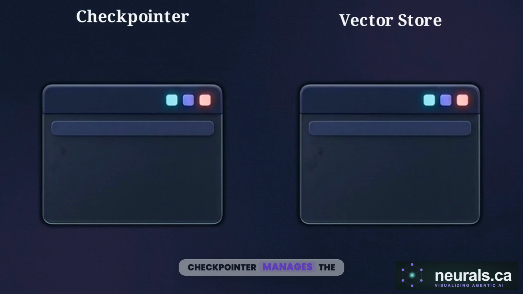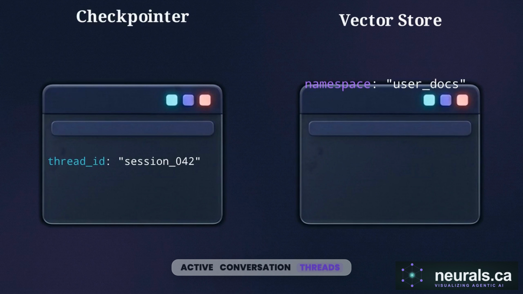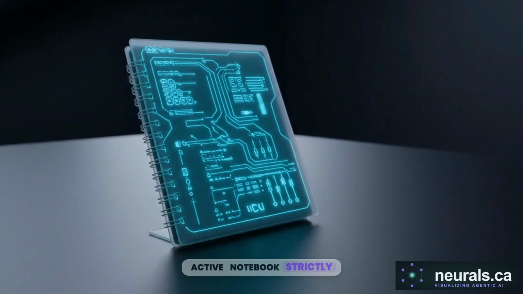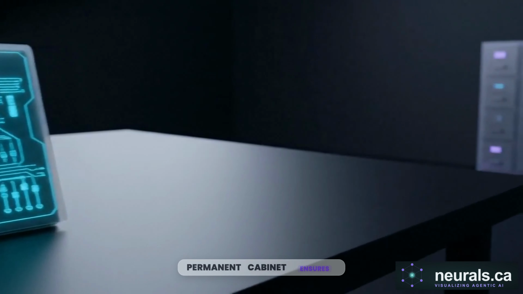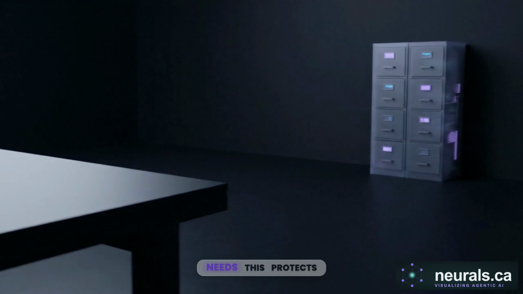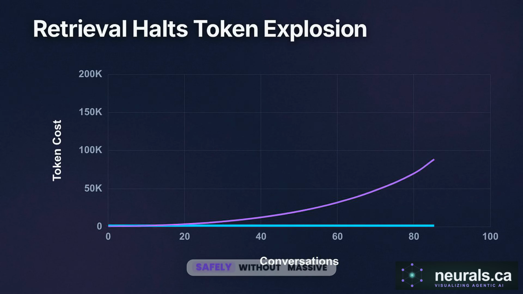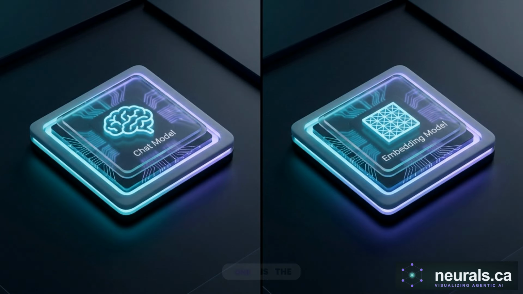The checkpointer manages the temporary state of active conversation threads, while the vector store handles the persistent filing and indexing of semantic data. Keeping the active notebook strictly separated from the permanent cabinet ensures your agent only reads what it needs. This protects the system from stuffing entire conversational histories into a single prompt, allowing it to scale safely without massive token costs. Step 1 is the build setup.